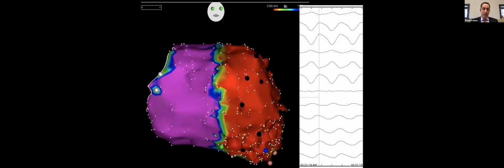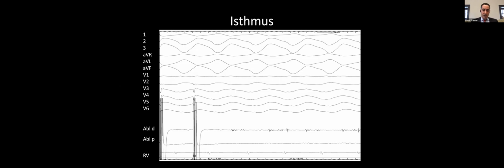This is a patient with anteroapical infarction. If you wanted to scar homogenize this, it would take hours of effective RF time. It's a massive scar. Fortunately, this patient had a slow, well-tolerated VT that we could entrain. So here we have concealed fusion. We have a PPI that's just longer than the tachycardia cycle length. So this is an isthmus site.